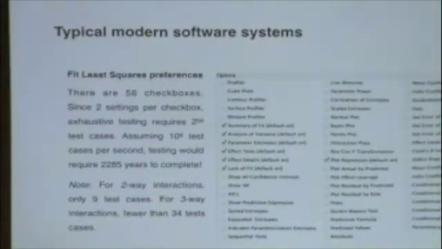Do you want to see? 56 factors. 56 booleans. They're all checkboxes. It's either checked or unchecked. 56 factors, so 2 to the 56 for exhaustive testing. If I'm saying 2, covering all possible two-way interactions, I have asserted that failures will not be due to anything beyond 2-factor interactions. I only need 9 test cases. That is amazing.